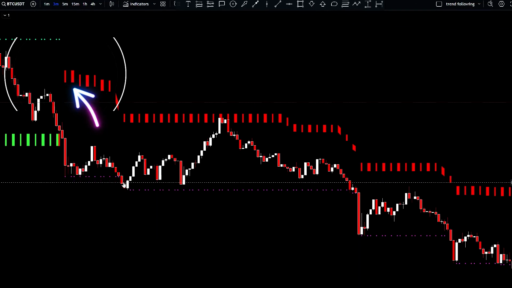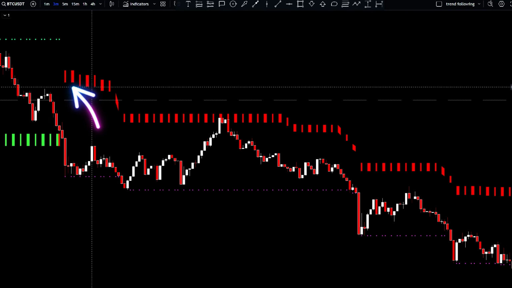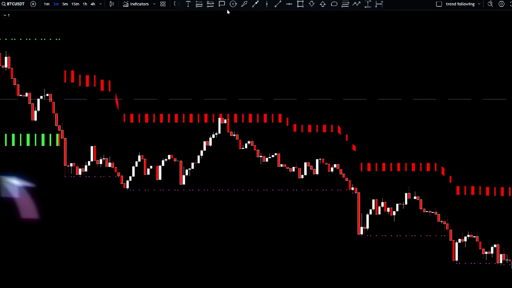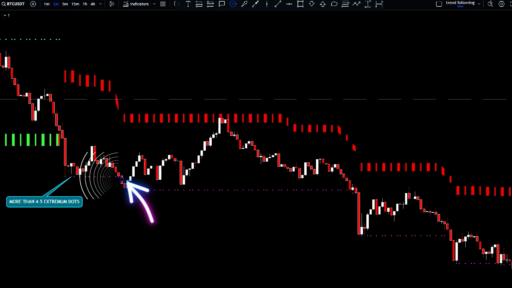And guess what? The exact opposite is true for selling. When the swing arm line flips to red, we then look for the price to break below the first valid extremum level, and boom, that's our signal to sell. Pretty straightforward, right?